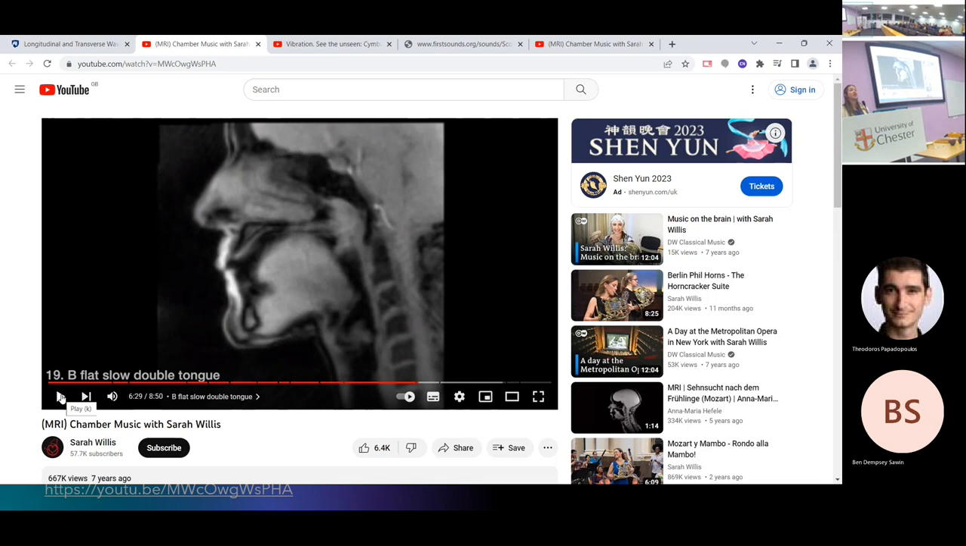Brass players and flute players go ta-ka-ta-ka-ta-ka-ta, or even ta-ka-ta-ta-ka-ta-ta-ka-ta. And that's what she's doing here. So you can actually see the back of her tongue and the front of her tongue articulating.